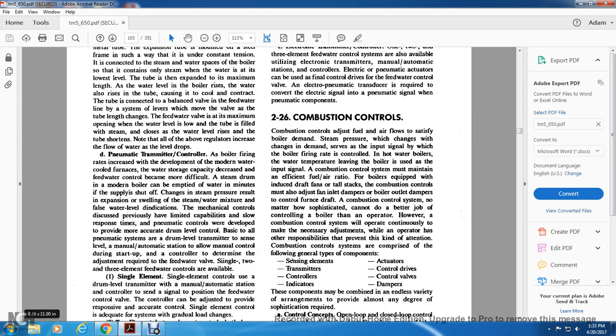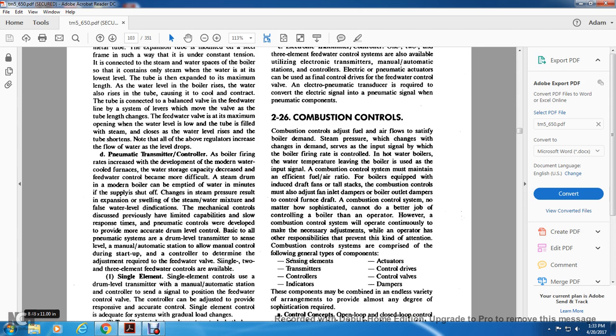Pneumatic transmitted controller. As boiler firing rates increased with the development of modern water-cooled furnaces, the water storage capacity decreased. Feed water control became more difficult. A steam drum in a modern boiler can be emptied of water in minutes if the supply is shut off. Changes in the steam pressure result in expansion and swelling of the water mixture and false water level indications.